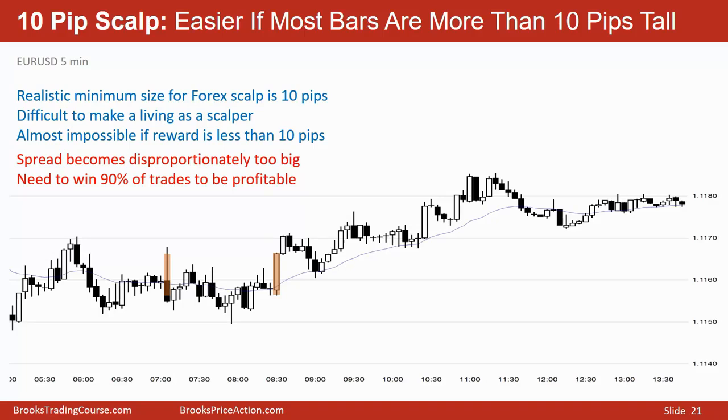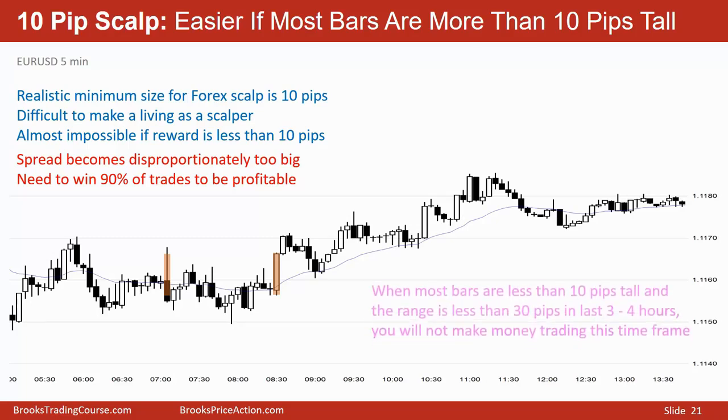Great scalpers do win 90% of their trades, but a lot of those traders are using wide stops and scaling in, and that's not something that a beginner should ever consider. They will lose money. And you will lose money if you're going for a reward less than 10 pips. And in fact, most traders will lose money even going for a reward that is 10 pips tall. That's the minimum scalp.